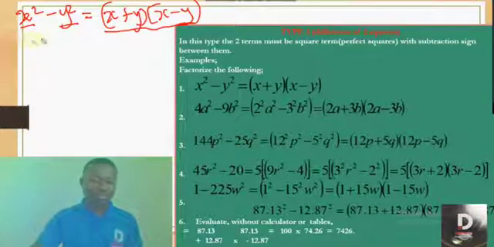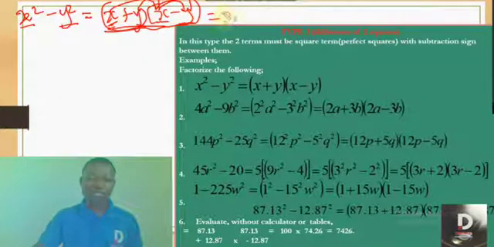So let me expand this one. I'm expanding it, you see, bracket means multiplication. So if you pick the first one, you multiply by the two of them. Pick the second one, multiply by the two of them. That is what it means. So let's pick the first one. X times x gives me what? X squared.